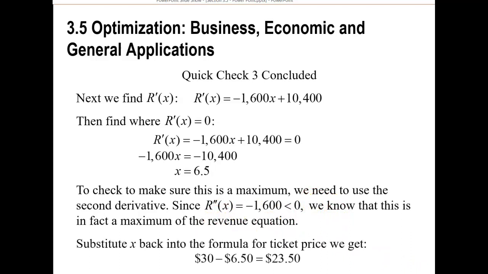So substitute x back into your formula. So you had a $30 ticket. We should be decreasing it by $6.50. So they should be charging $23.50 to maximize revenue.